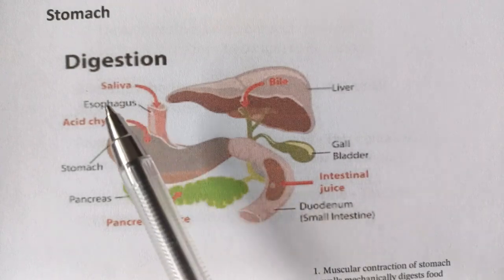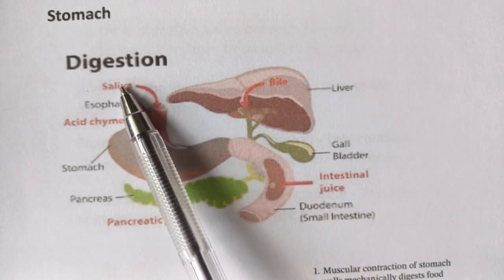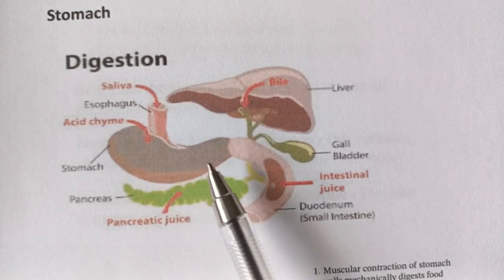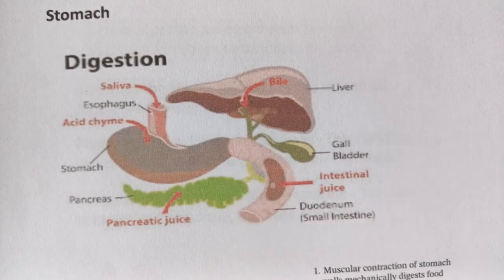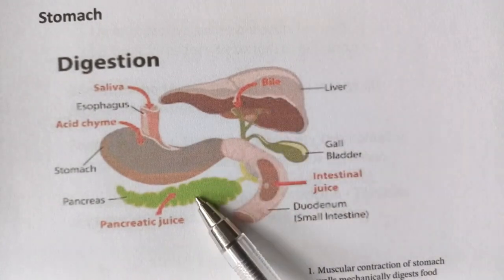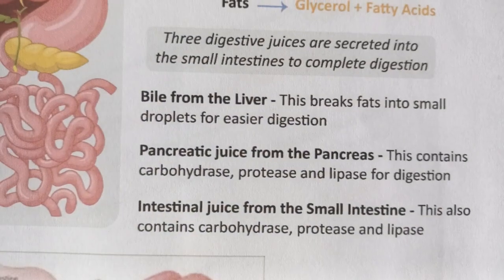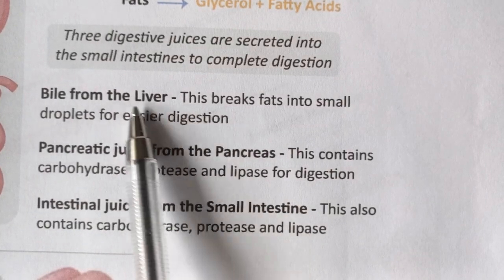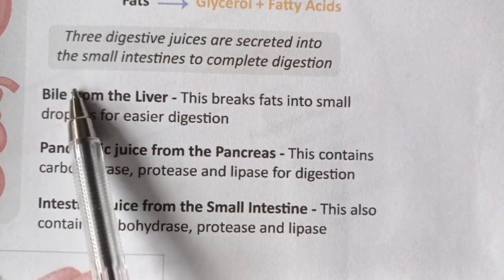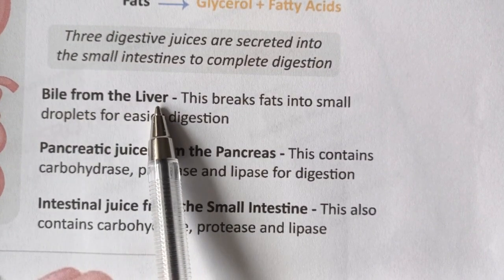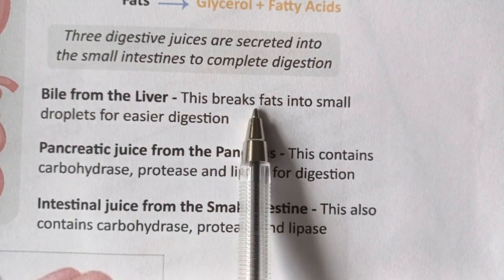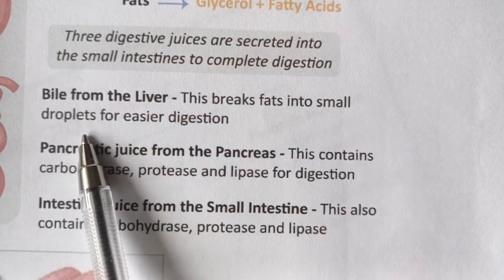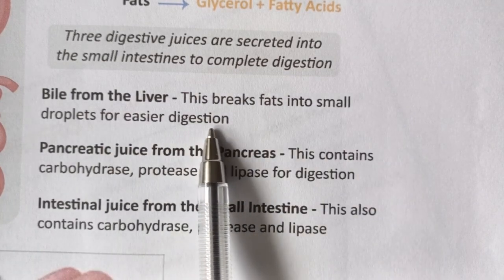We have seen that in the oral cavity saliva is secreted. In the stomach there are gastric juices. In the small intestine there are juices from the liver, pancreas, and also from the intestine. So we'll go into a little bit of detail. Bile from the liver is a mixture of secretions that comes from the liver. It is stored in the gallbladder, and then it comes into the small intestine. It helps to break fat into small droplets for easy digestion.